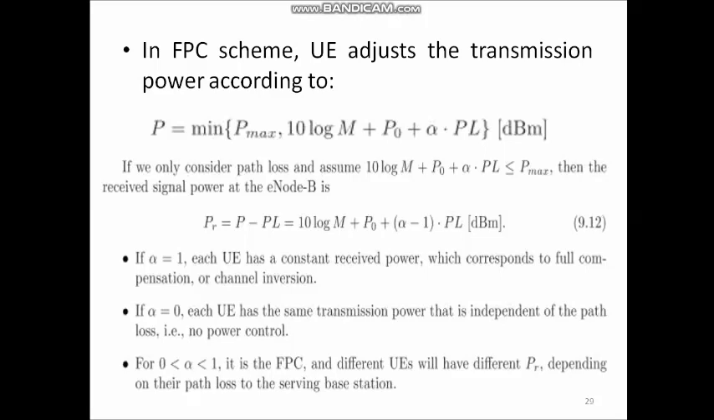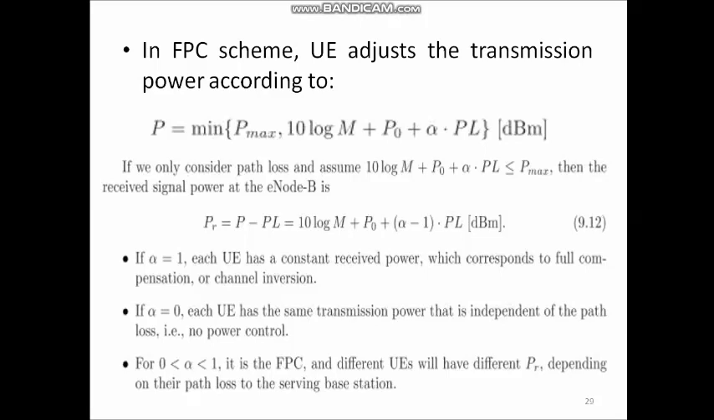If alpha equal to 1, then each user equipment has a constant received power. This corresponds to full compensation or channel inversion. Next, if alpha equal to 0, then each user equipment has the same transmission power and it is independent of path loss, that means no power control. If you keep 0 less than alpha less than 1, that means alpha lies between 0 and 1, in this case it is the fractional power control, and different user equipments will have different PR depending on their path loss to the serving base station.